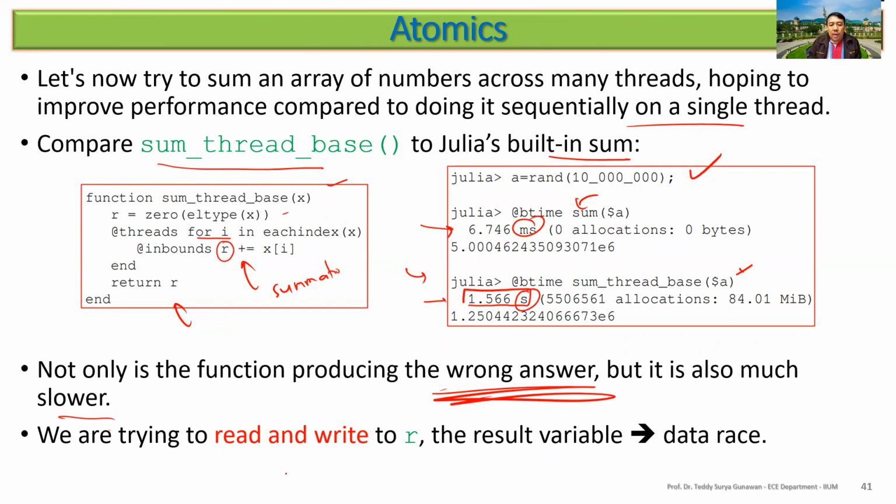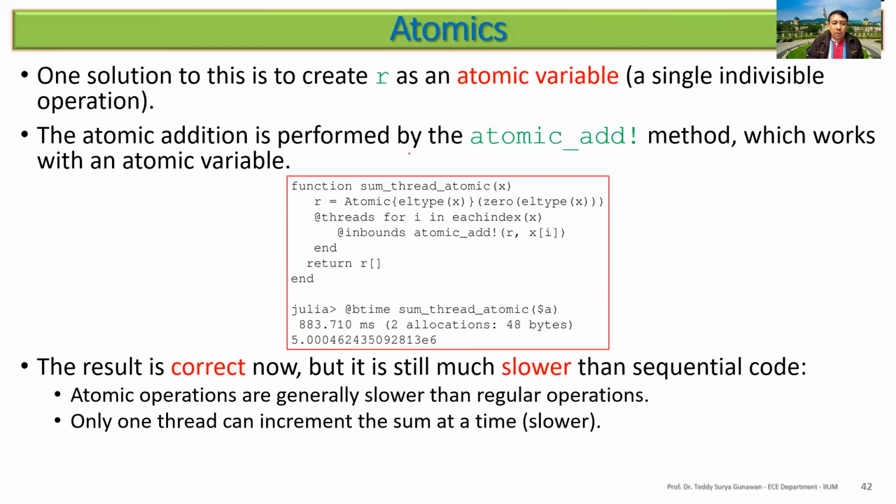Because we are trying to read and write to variable r here. This is reading and writing; when you have equals to something here, you are doing some writing, and you have the data race. So one solution is to create r as an atomic variable. Remember the atomic operation: you are entering the critical section. Once one thread holds r, no other thread can access it. You need to wait.